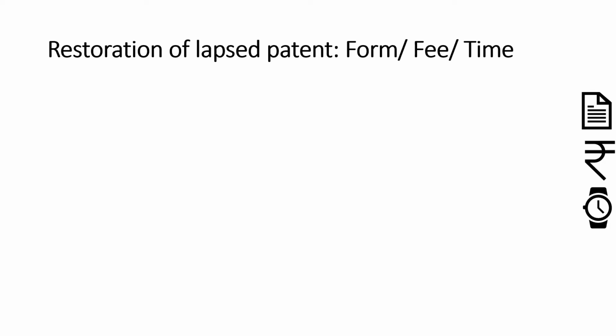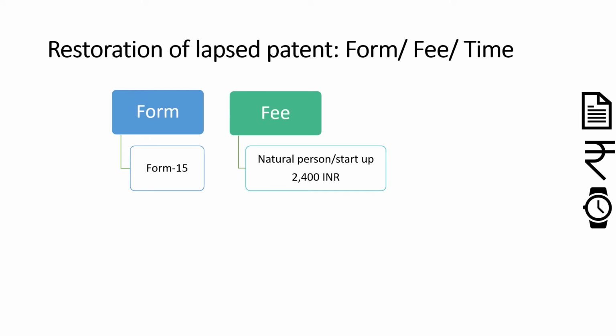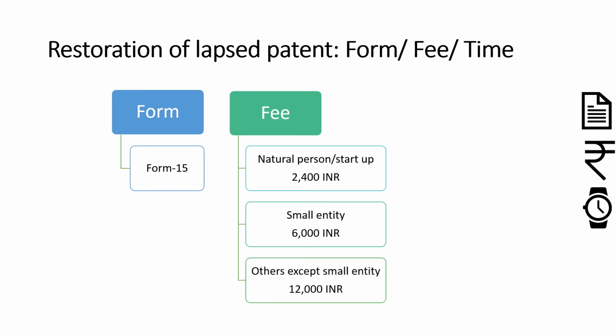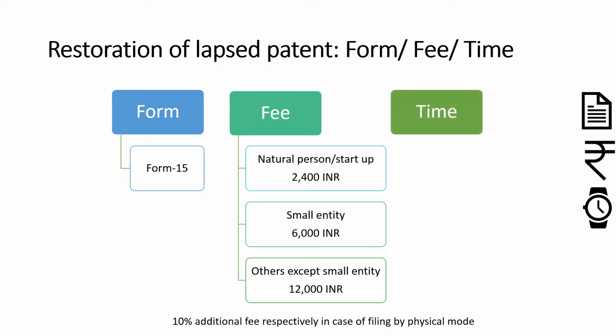Application for restoration of a patent shall be made in Form 15 along with the fees of 2,400 rupees for natural person or a startup, 6,000 rupees for small entity and 12,000 rupees for others except small entity for e-filing, 10% additional respectively in case of filing by physical mode. Application for restoration of a patent shall be made anytime within 18 months from the date of lapse.